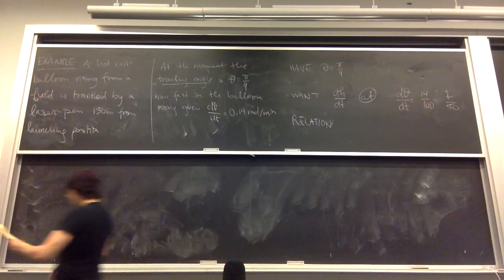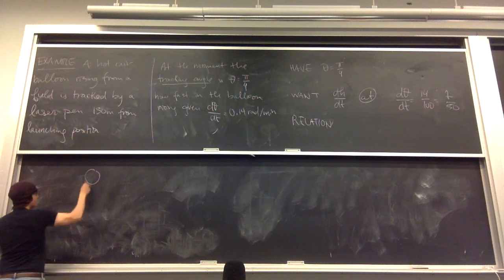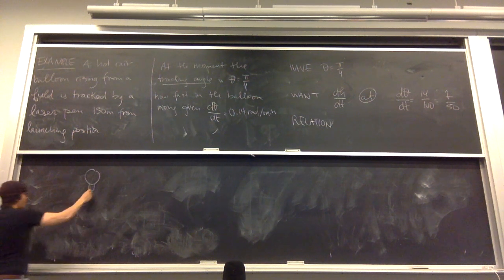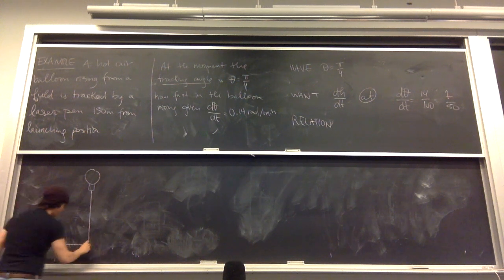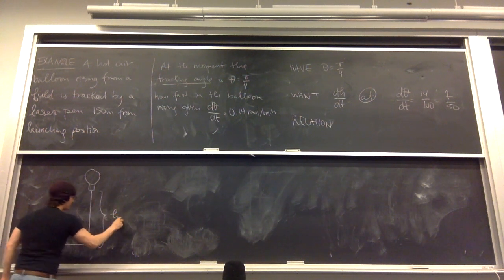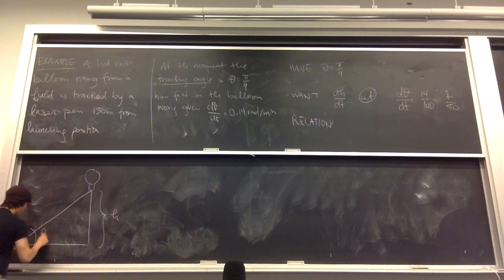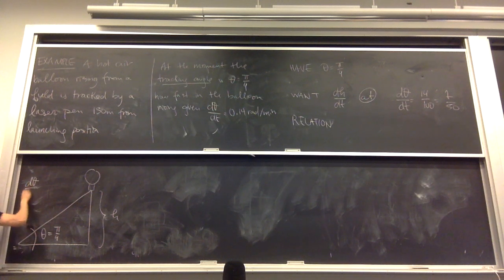Okay, so you have a hot air balloon, and it's not going to be as nice as some of the pictures that you drew, but there's my hot air balloon. It is launching from the ground, so I'm going to call this H. The tracking angle is going out like this. At the moment, we want it at theta equals pi quarter. And we know that d theta dt is, what did I say it was? 7 over 50. Okay, we also know that this is 150 meters out.